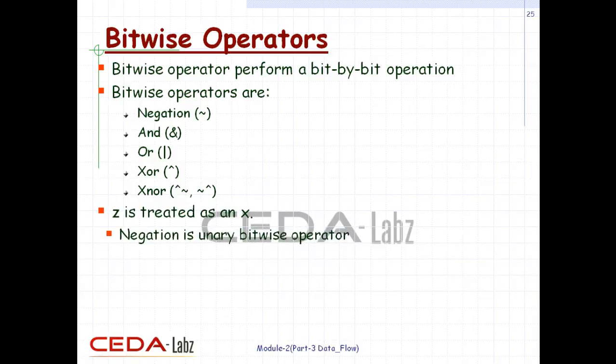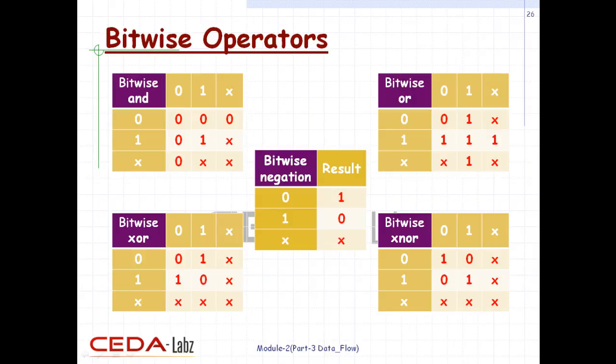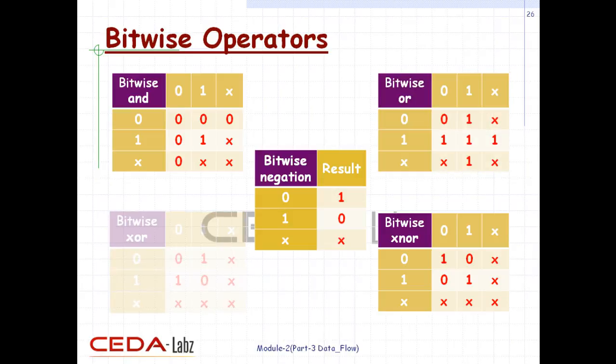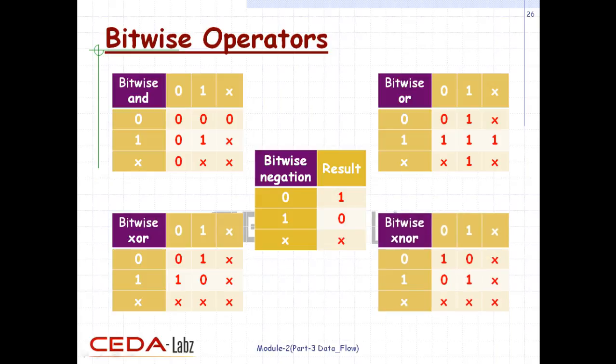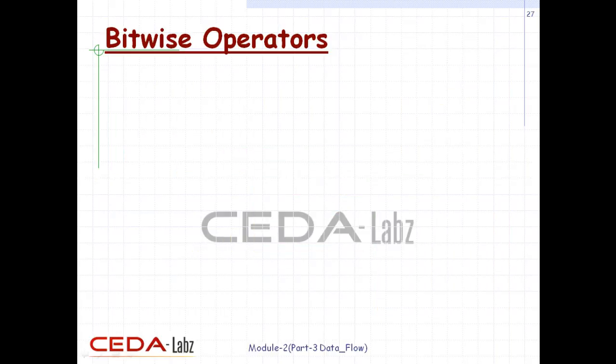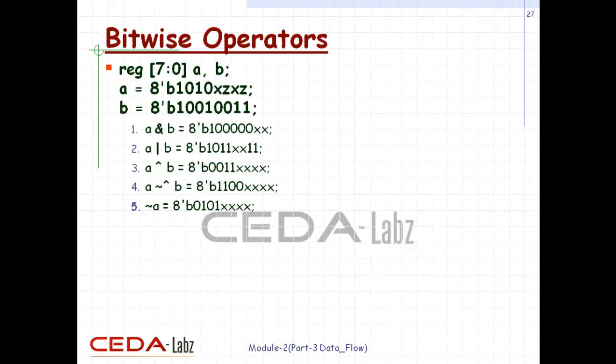The exception is the unary negation operator, which takes only one operand, and operates on the bits of the single operand. Logic tables for the bit-by-bit computation are shown here: bitwise AND, bitwise OR, bitwise XOR, bitwise XNOR, bitwise negation. Let's understand the concept of bitwise operators through these examples. Here are two registers, A and B, and we are performing bitwise operations on the two.